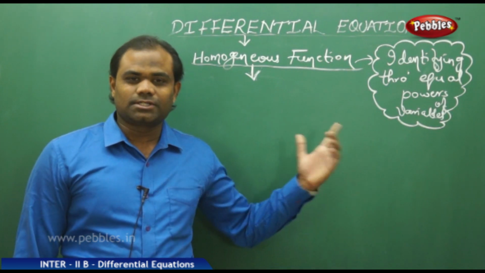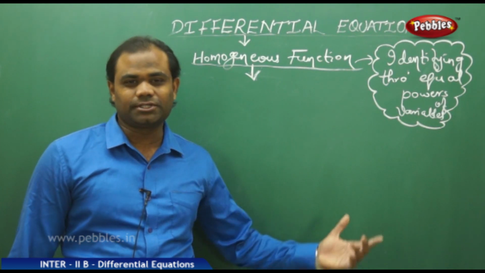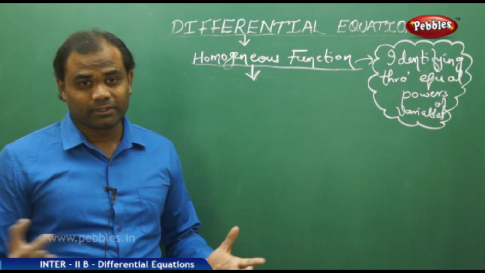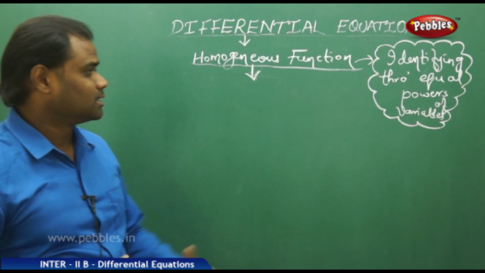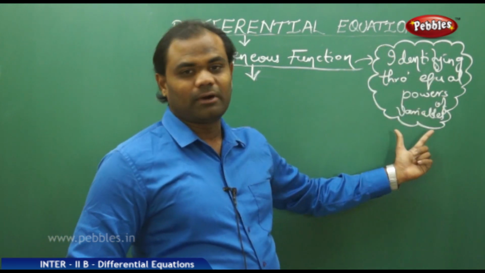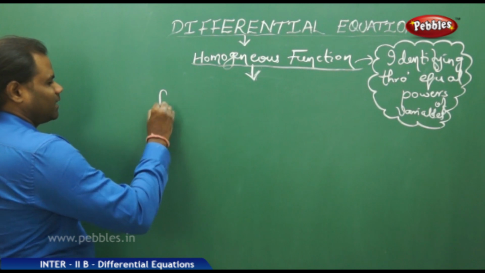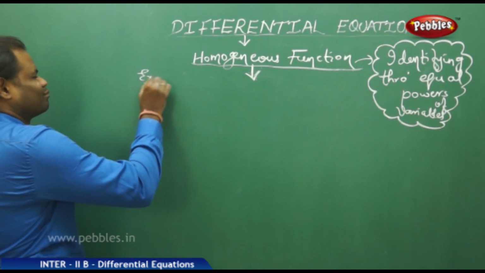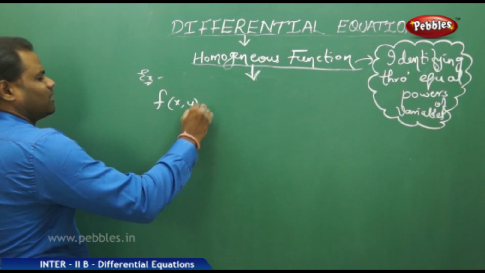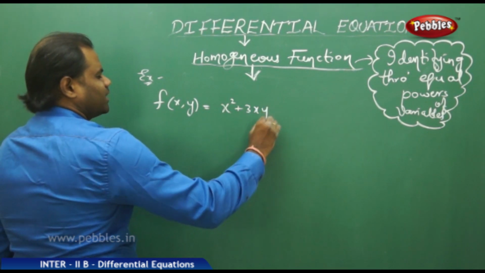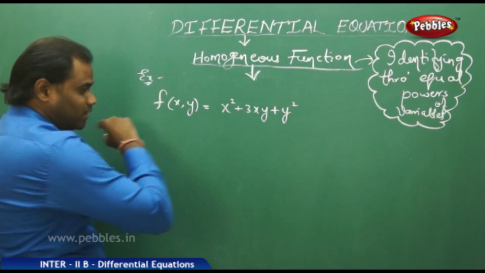Now that we have discussed homogeneous functions using the test for homogeneity, the other alternative method through which we can test for homogeneity is identifying through equal powers of variables. Say, for example, I have the function f of xy is x square plus 3xy plus y square.